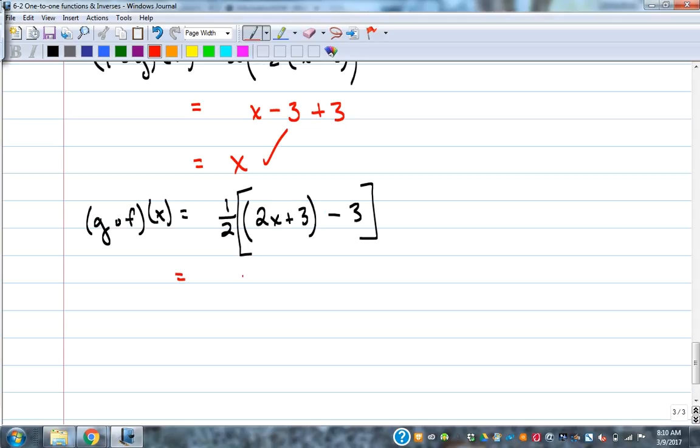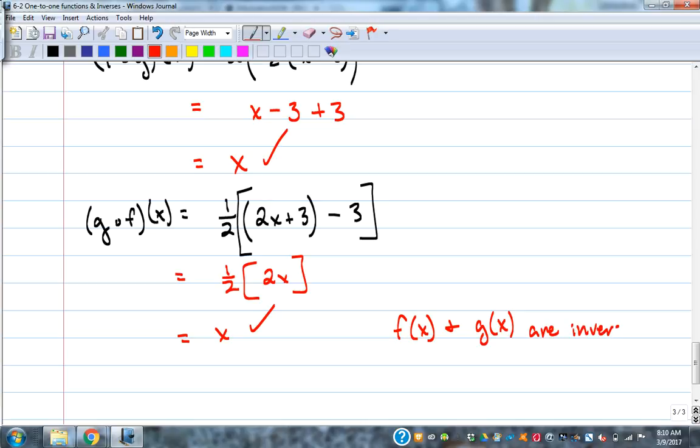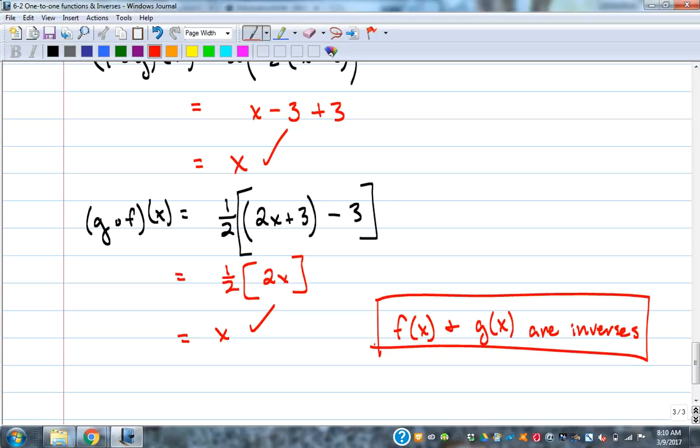So here, that's going to be 1/2 times 2x, which is x. So f of x and g of x are inverses. That's what that proves to us, that we simplified those and you got that going on. All right.